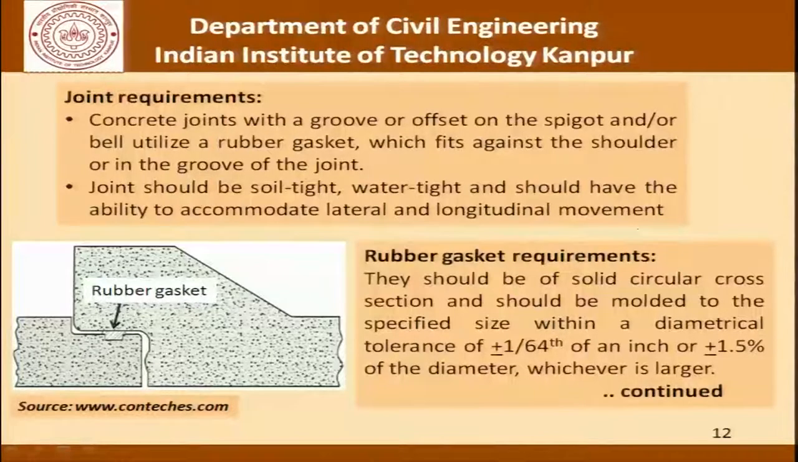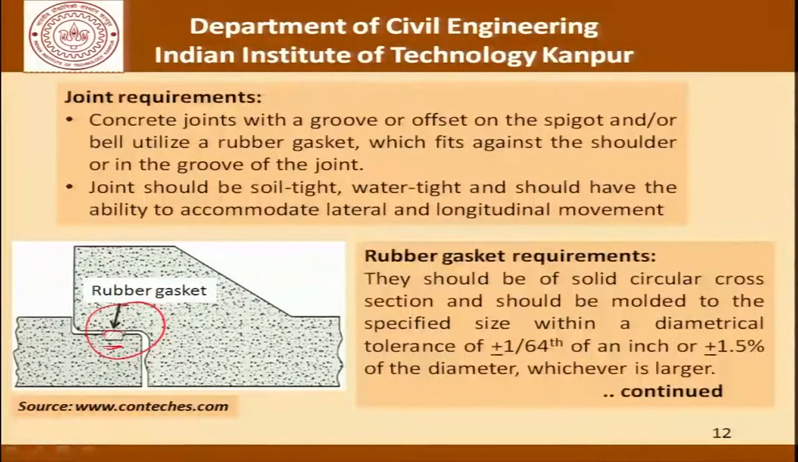Now, let's come to the requirement of joints. This picture here shows how these joints are made. There is a groove here where the rubber gasket will sit. As far as concrete joints with a groove or offset on the spigot and or the bell are concerned, they utilize a rubber gasket which fits against the shoulder in the groove of the joint. The joint should be soil tight, water tight and should have the ability to accommodate lateral and longitudinal movement.